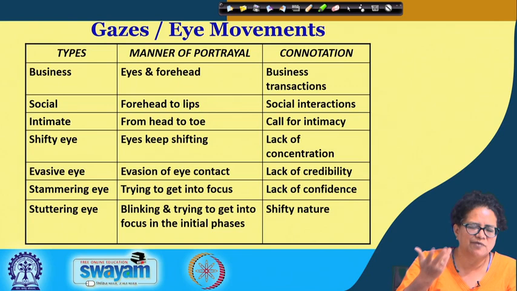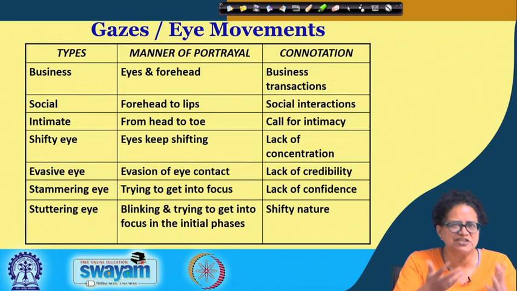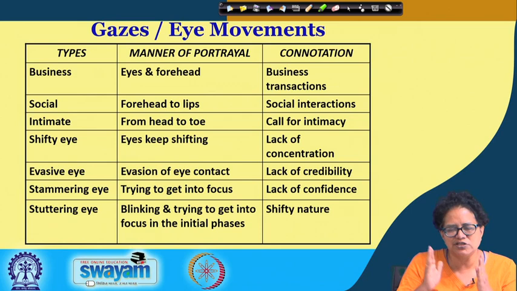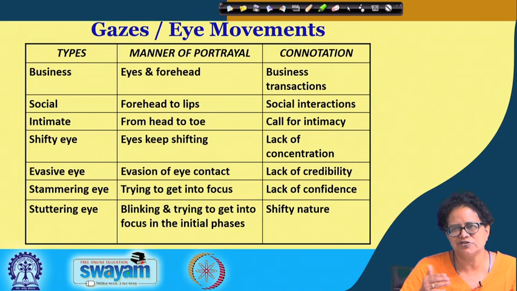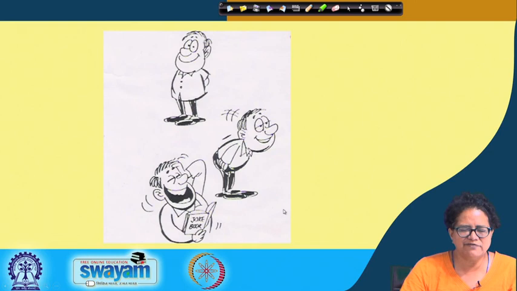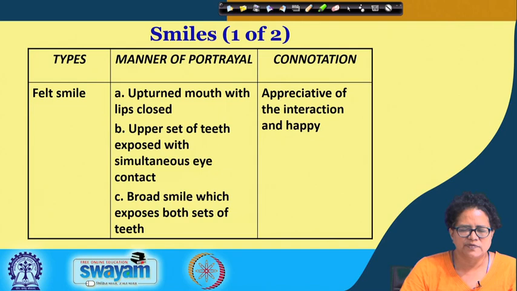Blinking: how is this seen, what is the manner of portrayal? The person will be blinking and trying to get into focus in the initial phases. It shows, in other words, the shifty nature of the person. This kind of person cannot be trusted. So we have here some pictures of various types of eye movements or gaze.